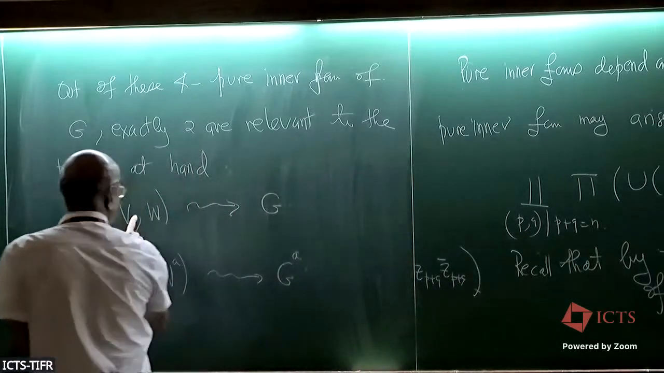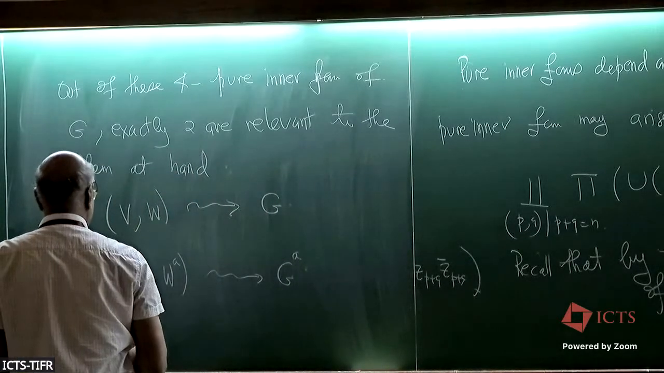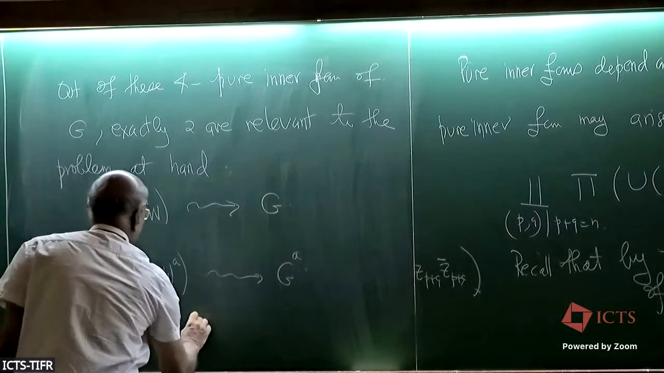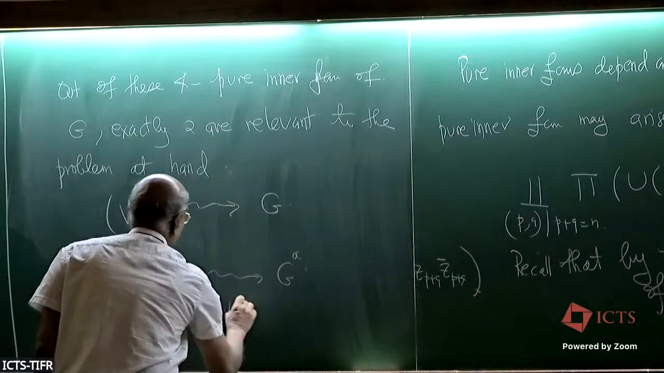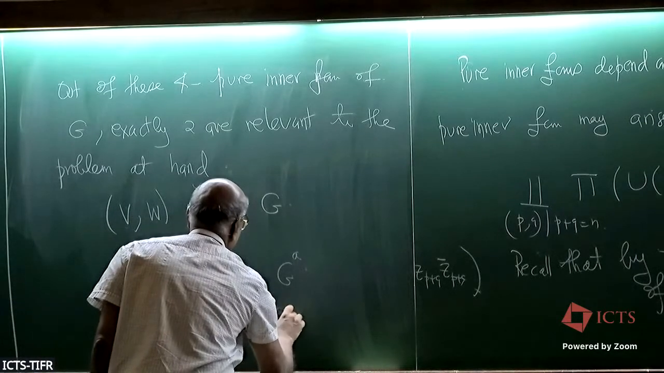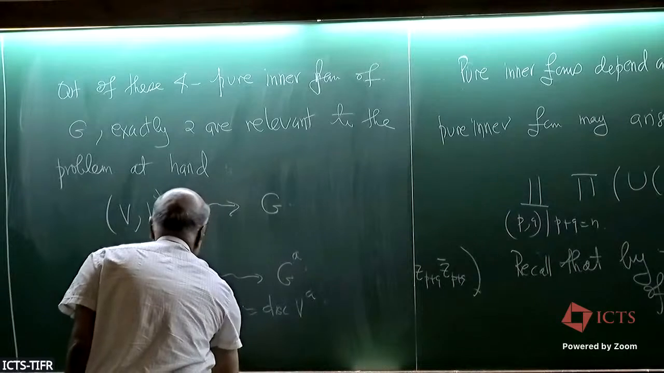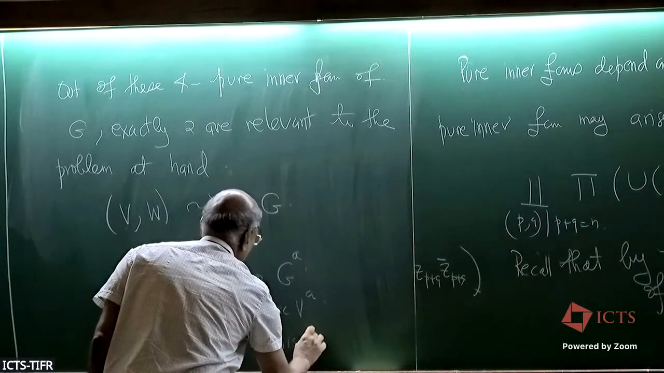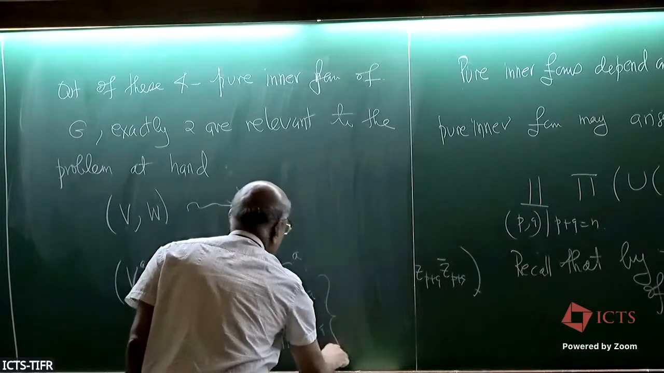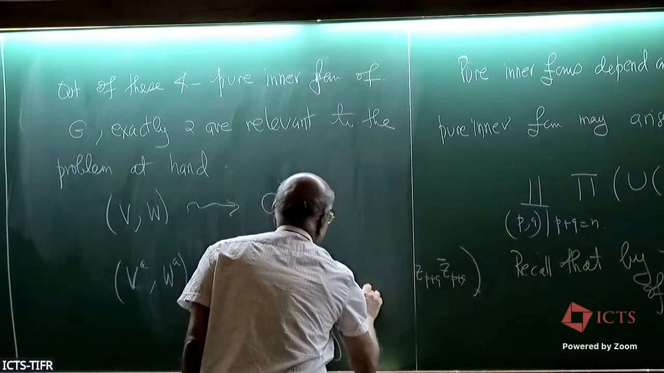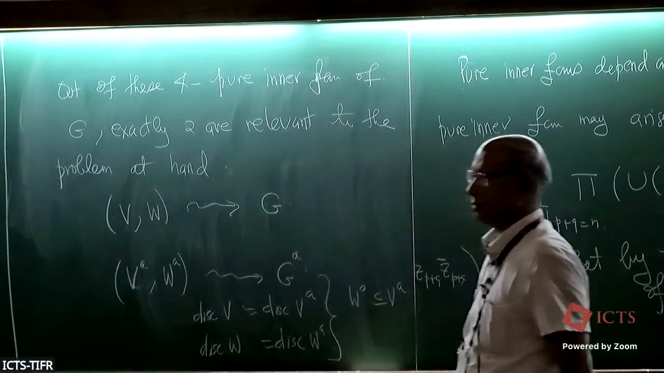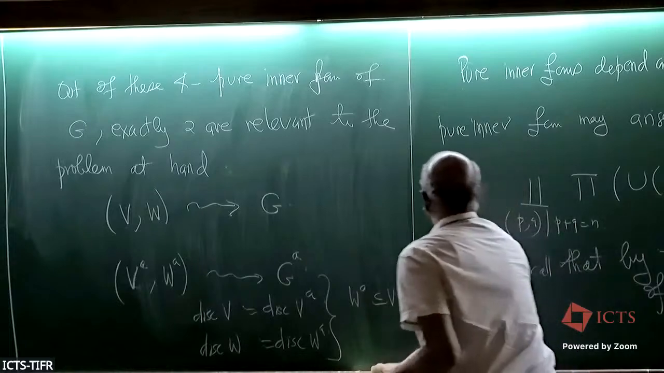So one of the conditions for the pure inner form is that the discriminant here is the same as the discriminant there. Discriminant of V equals discriminant of V_A and discriminant of W equals discriminant of W_A, and the fact that W_A is contained in V_A.